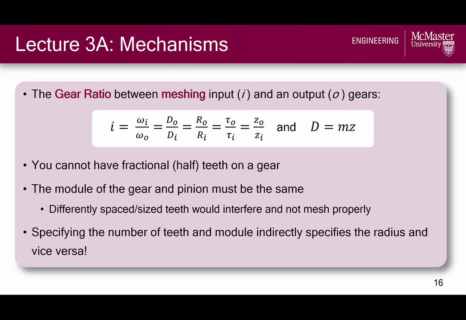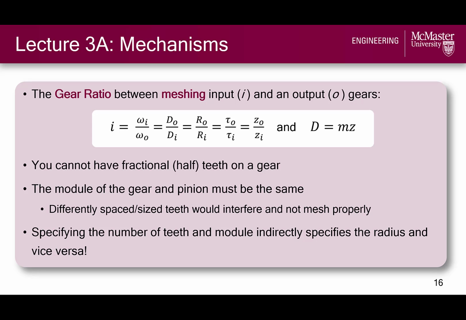We went through a number of gear design examples using the gear ratio, as well as the equation D equals M times Z, relating the gear diameter to the number of teeth via the module. Other guidelines that we must keep in mind throughout the design process is that we can't have fractional teeth on a gear. The module of both the gear and the pinion in a gear set must be equal for them to mesh properly.